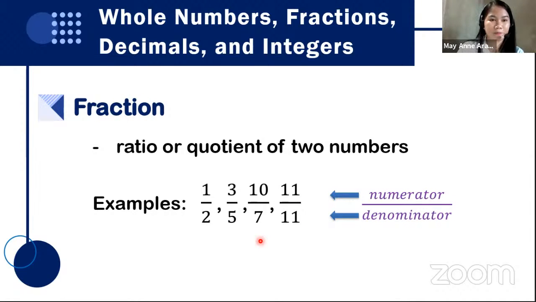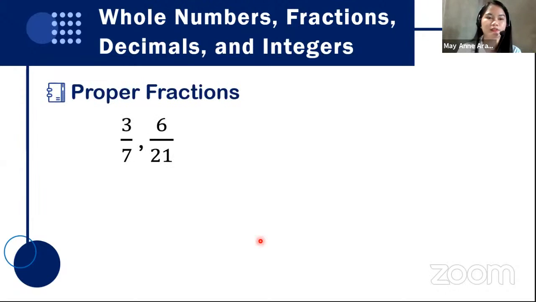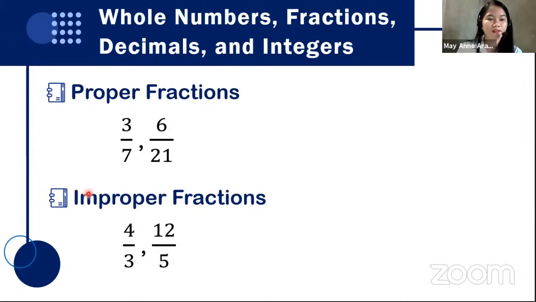We also have different kinds of fractions. First, we have proper fractions. For example, 3/7 and 6/21. In proper fractions, the numerator is always less than the denominator. So here, 3 is less than 7, and 6 is also less than 21. Next, the improper fractions, the opposite of proper fractions. Examples are 4/3 and 12/5. In these fractions, the numerator is greater than the denominator. So 4 is greater than 3, and 12 is greater than 5.